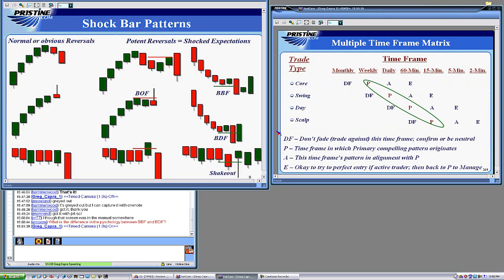The matrix here on this next slide says don't fade the time frame above the one that you trade in. This is a simple rule, and we've been discussing this over the last couple of days: you get your bias from a higher time frame. You look for that lower time frame to be in alignment with that. So if they're in alignment, then it's okay to move down to smaller time frames for alternate entries, to add to positions, possibly manage.